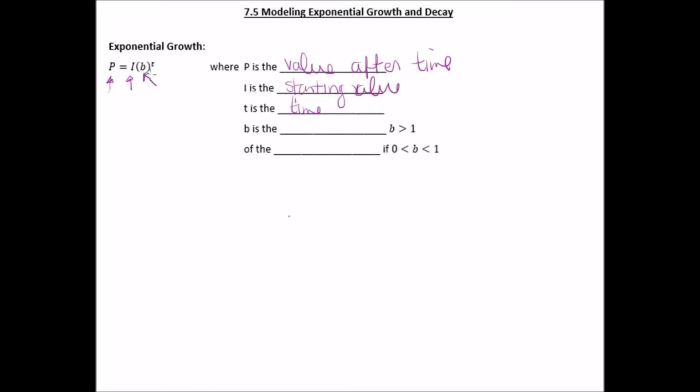Now, for exponential growth, this one is going to be our growth. This is when B, which is the base, is like the growth factor. So does it grow, does it double, which would be a 2? Does it triple, which would be a 3? Does it increase by 30%, which would be 1.3? So this is the growth.